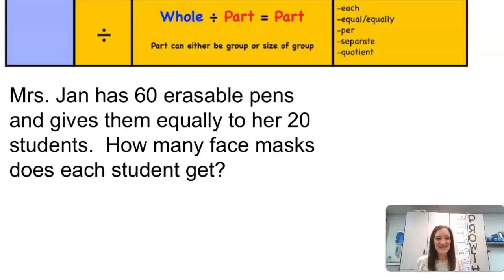All right, Mrs. Jan has 6 erasable pens and gives them equally to her students. So I have this word equally, which could mean I'm multiplying or dividing. That kind of works either way. So how many face masks does each, oh, this was supposed to be pens. We're so over face masks. I changed this to pens. How many pens does each student get?